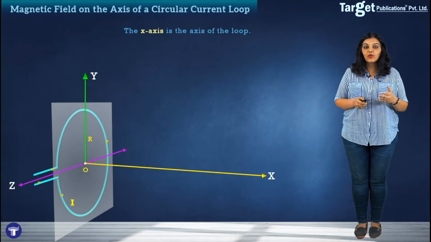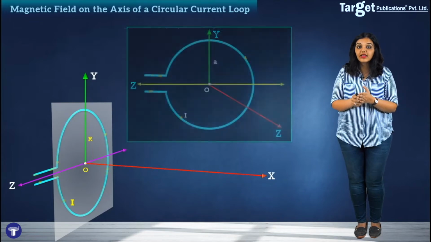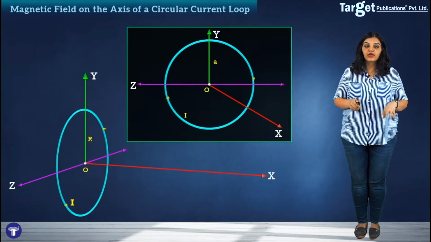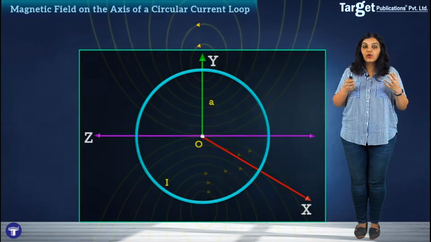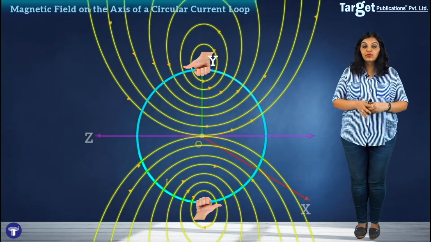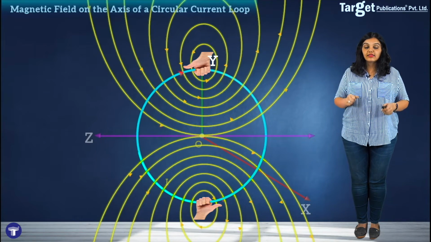So the first thing that I want to point out is that here I'm assuming that there are no imperfections in the shape, and so I say that the loop is perfectly circular. Secondly, I want to remind you that you can always find the direction of the magnetic field at any point on the circular current loop simply by using the right hand thumb rule.